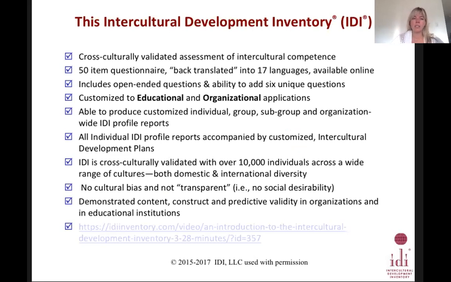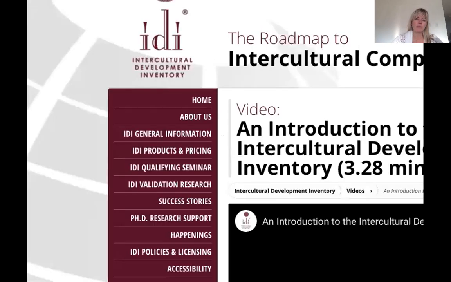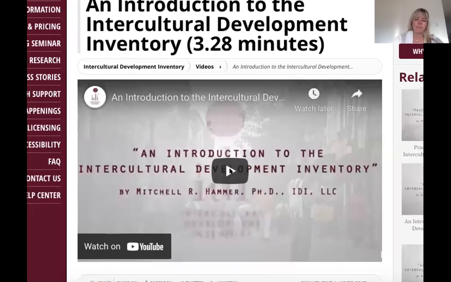But essentially, it's a cross-culturally validated assessment of intercultural competence. It's a 50-item questionnaire, as you know by now, that's actually been back translated into 17 languages. So it can be done in a number of folks' first language. And it gets customized to both educational and organizational applications. So you really can use it in a wide variety of environments. But let's just take a look at the video and it'll describe it a little bit better for us. Okay, here we go.